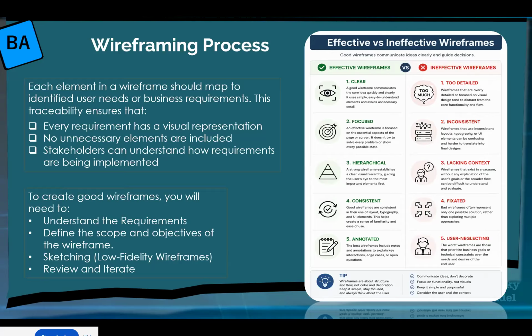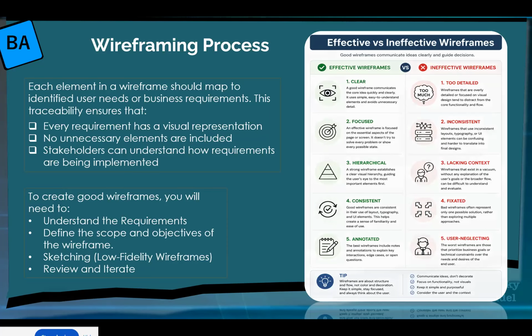So ineffective wireframes have too much detail. Anything that is in your wireframe that is not in your user story is too much. It's excess. Don't do it. Okay. If it's inconsistent, then there's a problem. If it's lacking context, there's a problem. If you're fixed on one particular thing and you're not even open to changes or feedback or iteration, then there's a problem. If it's not user facing, there's a problem. Okay. So it's about structure, it's about flow, it's about your layout, it's about what it looks like and how the user goes through from element to element to element. So make sure you keep it simple.